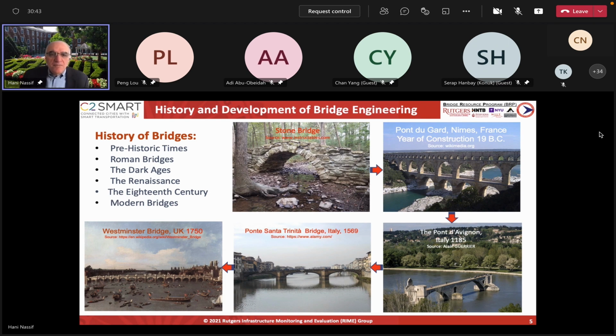After the Roman Empire fell, there was nothing, and we call them the Dark Ages in bridges. But after that, in the Renaissance, one of the earliest bridges is the Pont d'Avignon. And they started doing the arch. If you look at the Roman bridges, their arches were not more than 28 feet. They didn't have the span because they were very massive and very heavy.